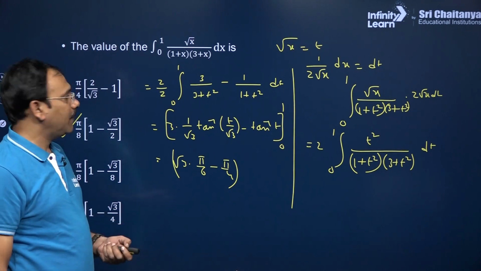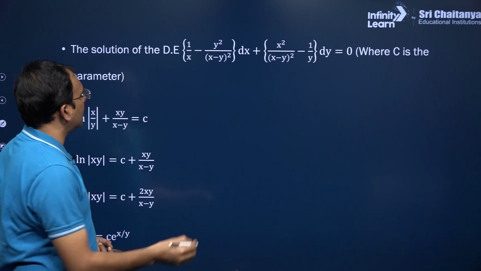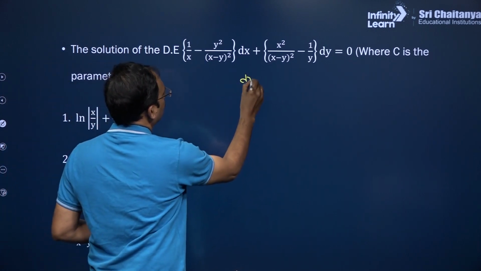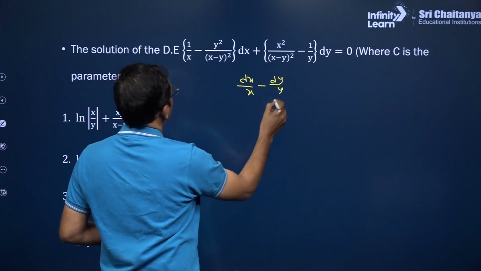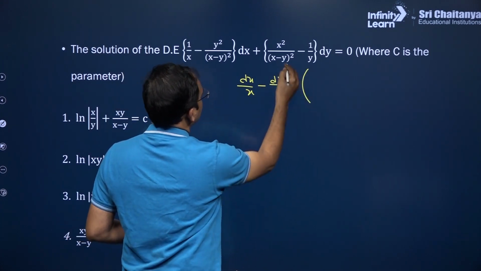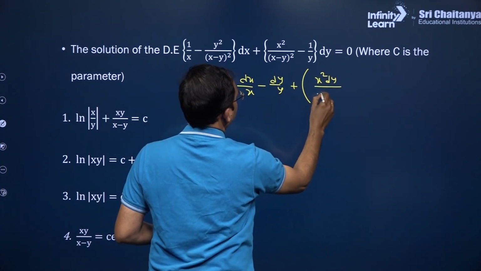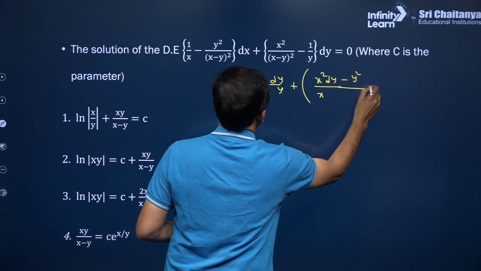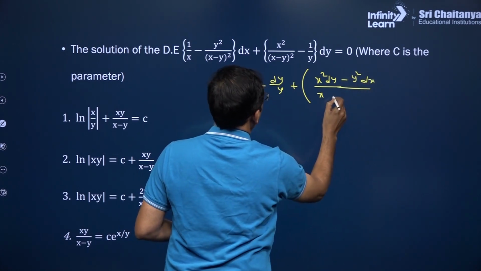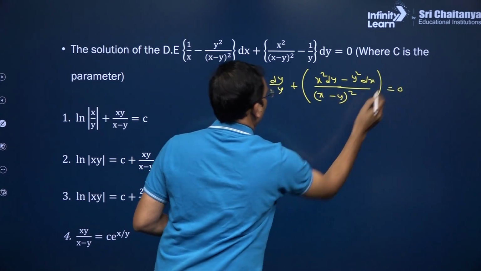Next, in the same way, you see this question, the differential equation that is given, it is alignment of the terms. You see this is going to be dx by x minus dy by y plus, my dear friends, this is going to be x square dy by (x minus y) whole square minus y square dx by (x minus y) whole square. This is what we got here, right.